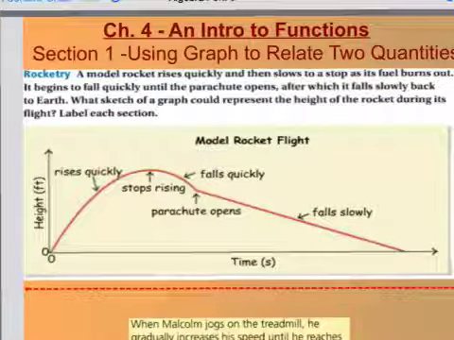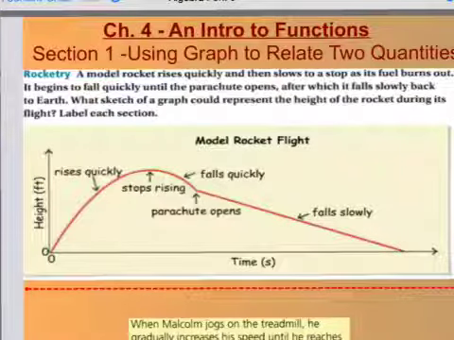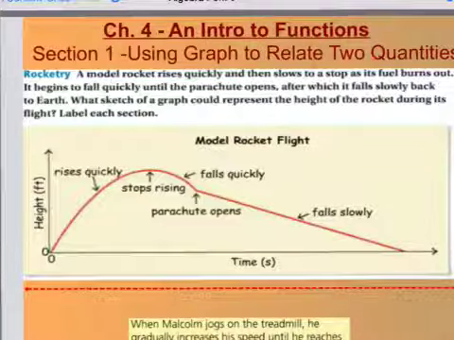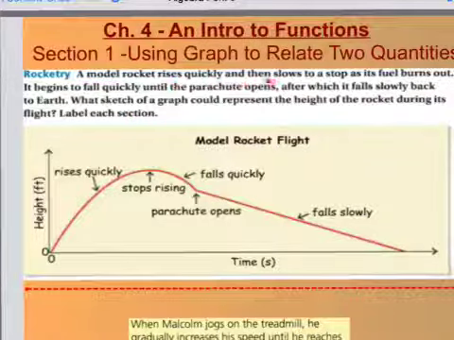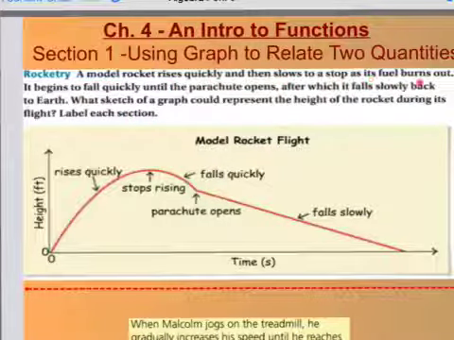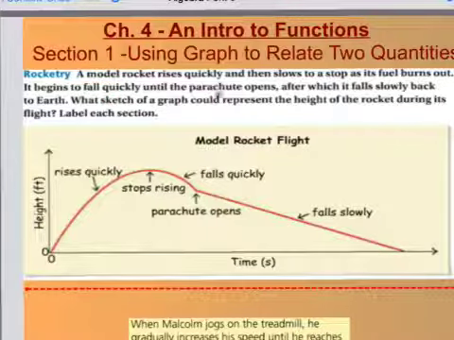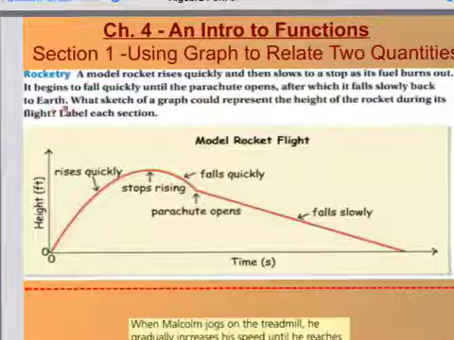Chapter 4, Section 1. Chapter 4 is all about functions. We're going to start just by talking about using a graph to relate two quantities. So copy the following example. A model rocket rises quickly and then slows to a stop as its fuel burns out. It begins to fall quickly until the parachute opens, after which it falls slowly back to Earth.